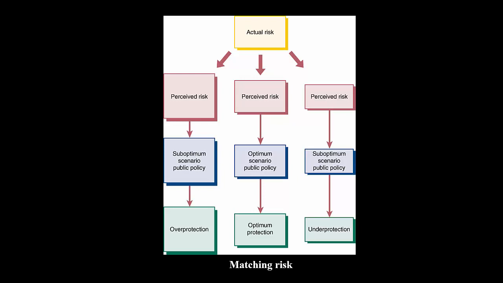The last column on the right shows what may happen if the perception is lower than the actual risk. This can lead to policies being created or not created that underprotect. One example of this may be controls of greenhouse gas emissions or climate change mitigation. If the risk is not perceived as serious, then appropriate policies won't be designed, resulting in a lack of action.